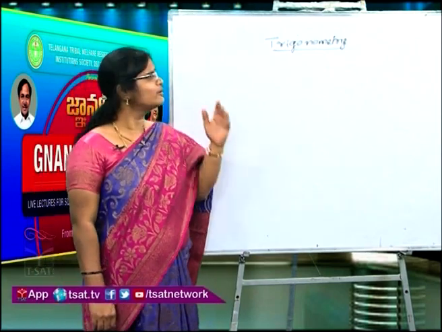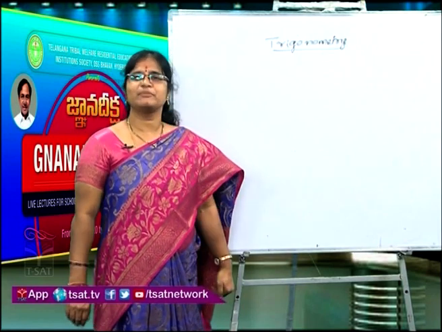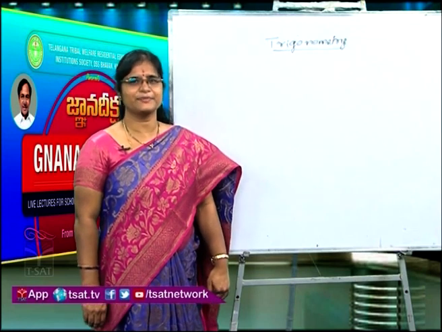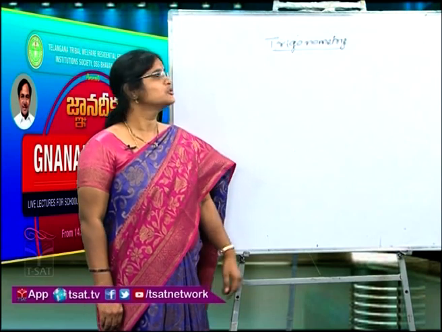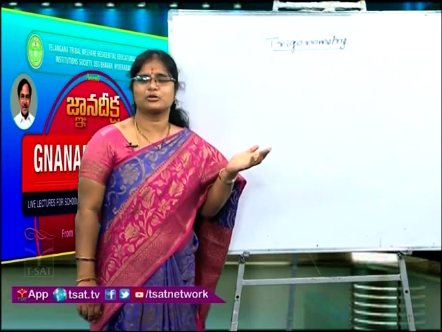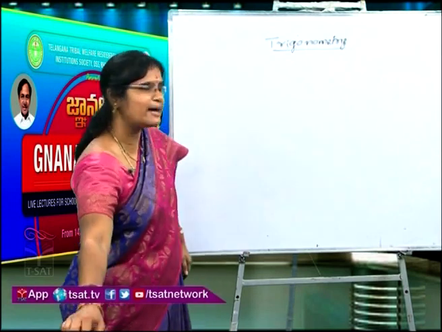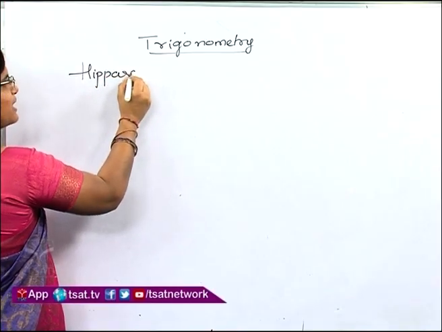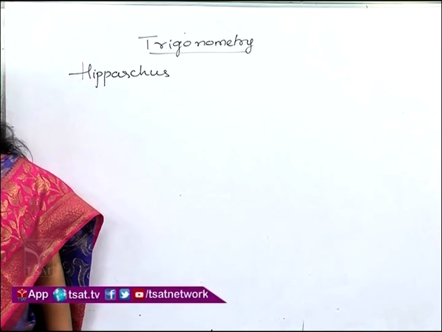Children, first of all, why was trigonometry invented? Yes, for astronomy purposes, to find the distance between stars, planets, etc. Trigonometry was invented by the Greeks. It was first invented by a great astronomer, geographer and mathematician named Hipparchus, and he was also known as the father of trigonometry.